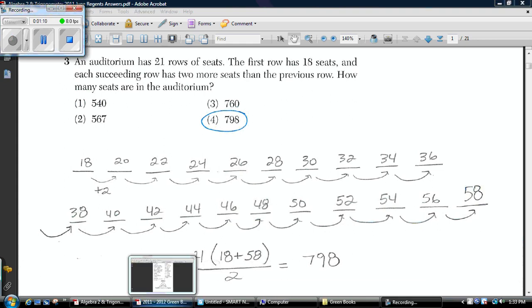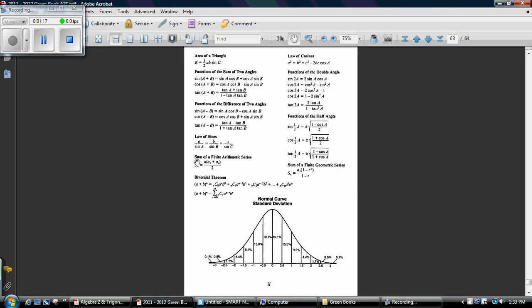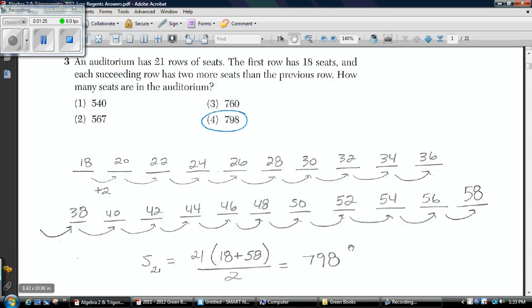All right, so you just go into your reference table. This is an arithmetic sequence, okay? So I want this one, the sum of a finite arithmetic sequence. I want 21 rows, the 21st term, and then I add the first and the last divided by 2. So that's what I did. I just plugged in.